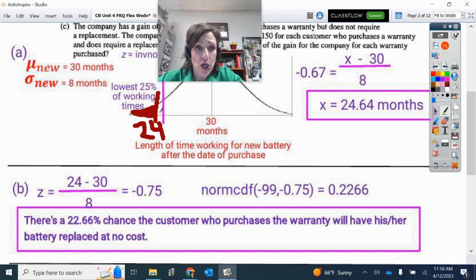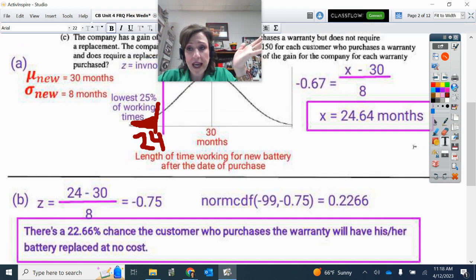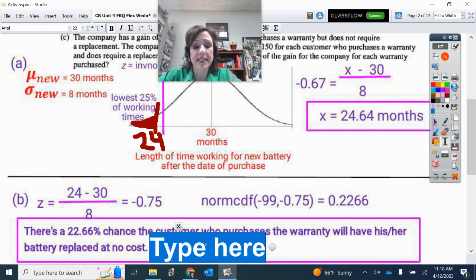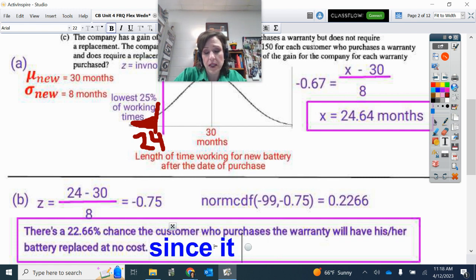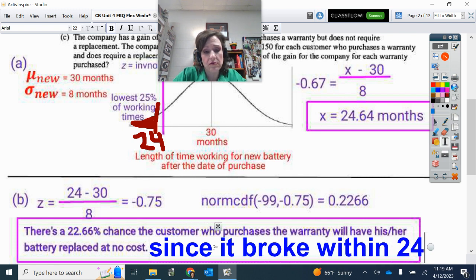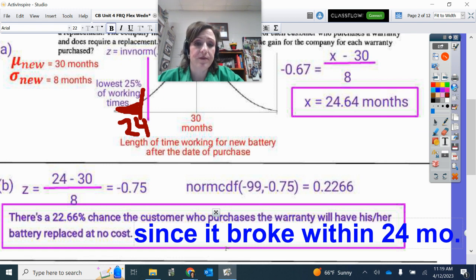So then I got this lower area by accumulating that, which this syntax does not give me directional credit. So that's the percent chance. If I had worded my answer better, there's a 22.66% chance the customer who purchases a warranty will have his or her battery replaced at no cost. And then something like, since it broke within 24 months. Okay, that kind of thing.